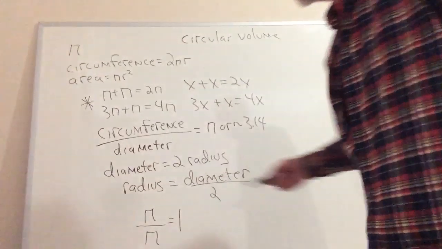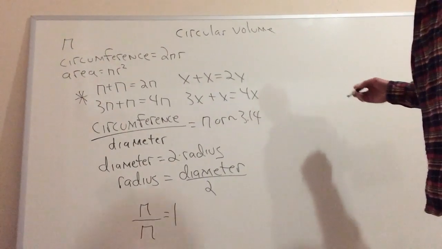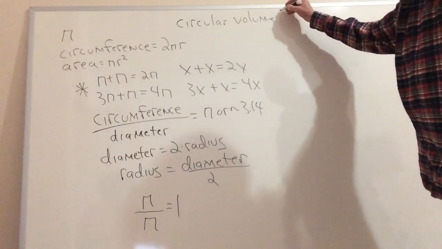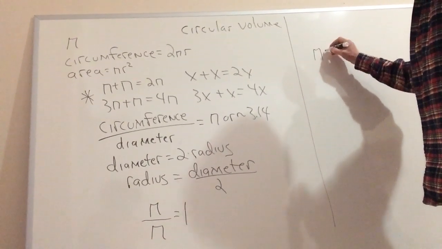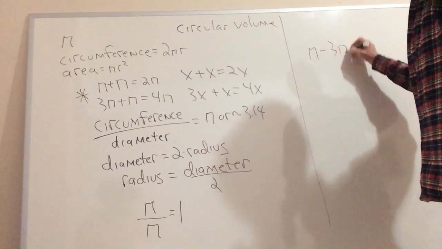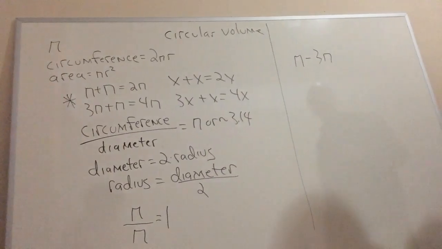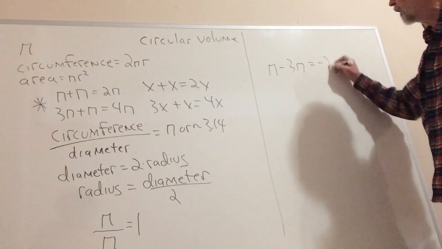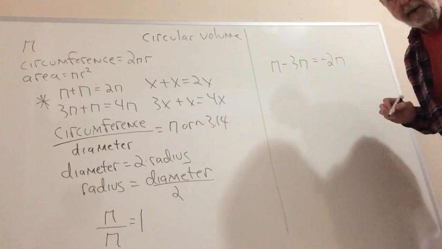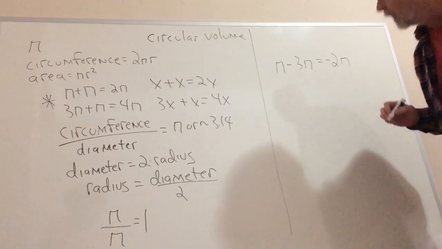And I want to make some comments about pi. As we know, pi is an irrational number. Even though it's an irrational number, it's a number. So pi minus 3 pi equals negative 2 pi, as you can see here in the picture.